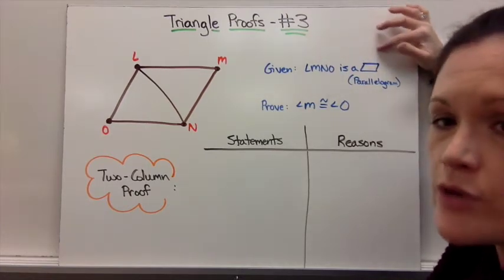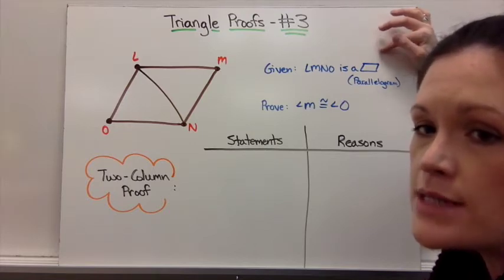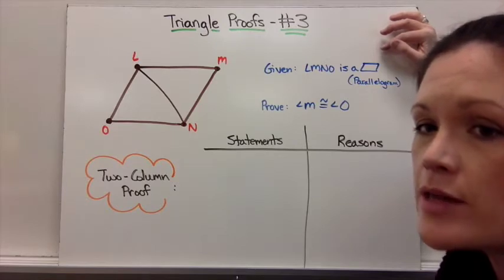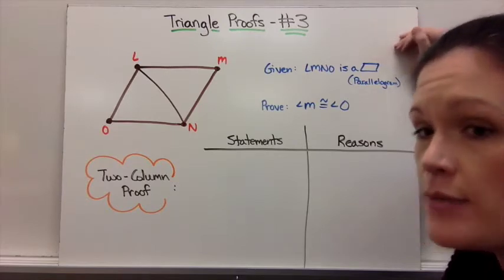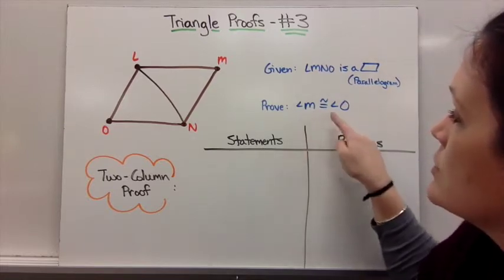So that's a symbol for a parallelogram, and sometimes that's all they will write, and they will assume that you know that that's a symbol for a parallelogram. So therefore, all the qualities we know about a parallelogram would be true for this figure. So that statement actually means a lot. And then we're asked to prove that angle M is congruent to angle O.